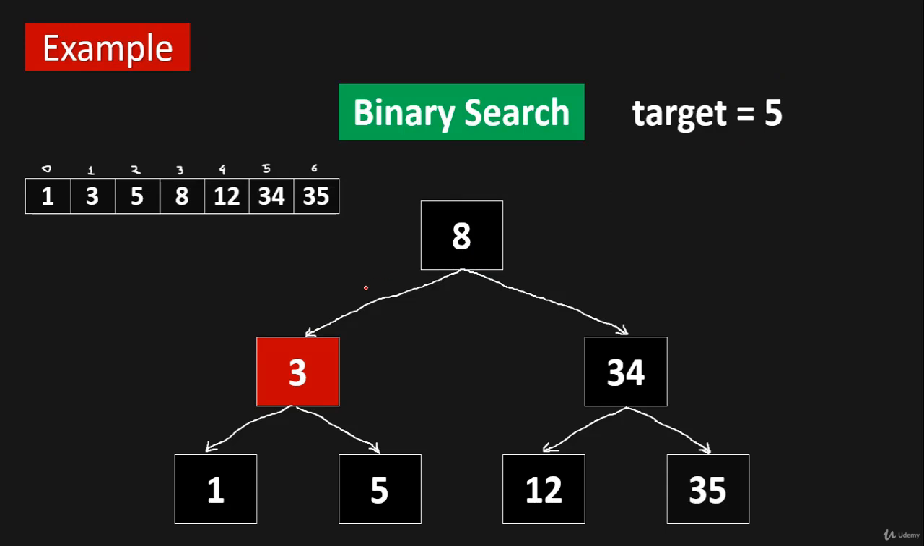Is 5 greater than 3? Yes, it is. So let's go to the right subtree. And we found this value 5. And this is how we can search a target value in a binary search tree. Binary search algorithm works exactly like this.